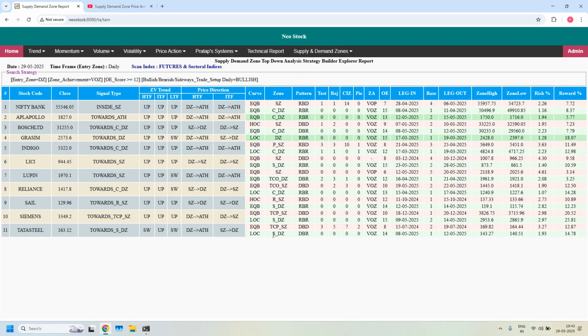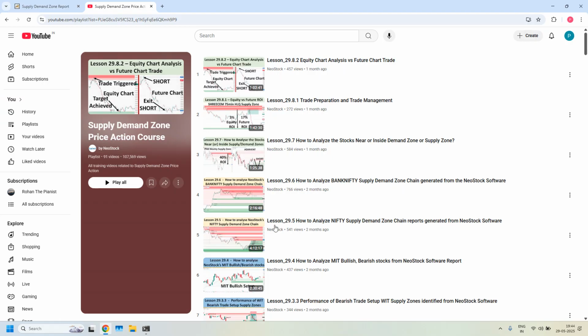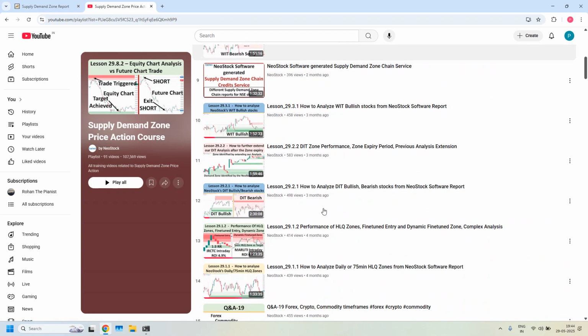And the entry time frame zones are daily demand zones. All these are daily demand zones, our entry time frame zones, including Nifty 50. Bullish trade setup, monthly income trade. So a total of 11 stocks are filtered. But out of these 11, there could be some high probability trade setup zones available. So how to identify these high probability trade setups? That you already learned in lesson 27.